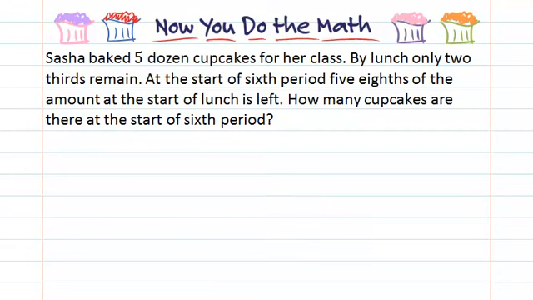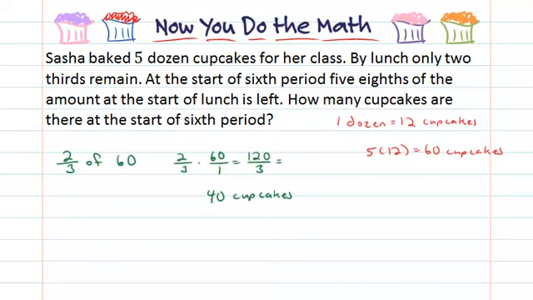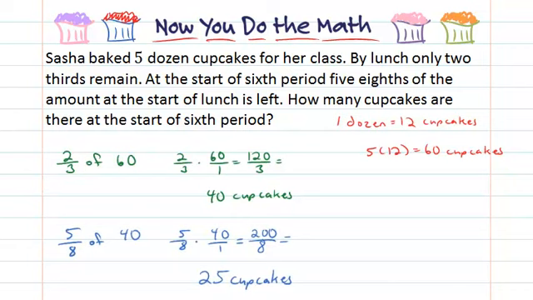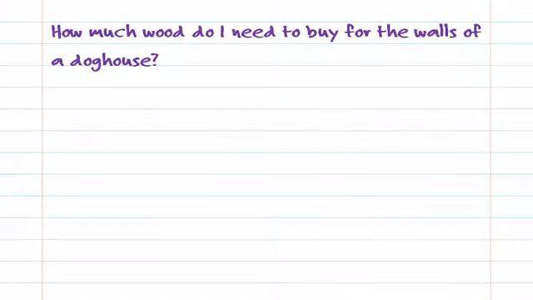Here are the solutions. She has 60 cupcakes. 60 multiplied by 2 divided by 3 equals 40. So by lunch, she has 40 cupcakes. And then 40 multiplied by 5 divided by 8 equals 25. So she has 25 cupcakes by the start of 6th period.